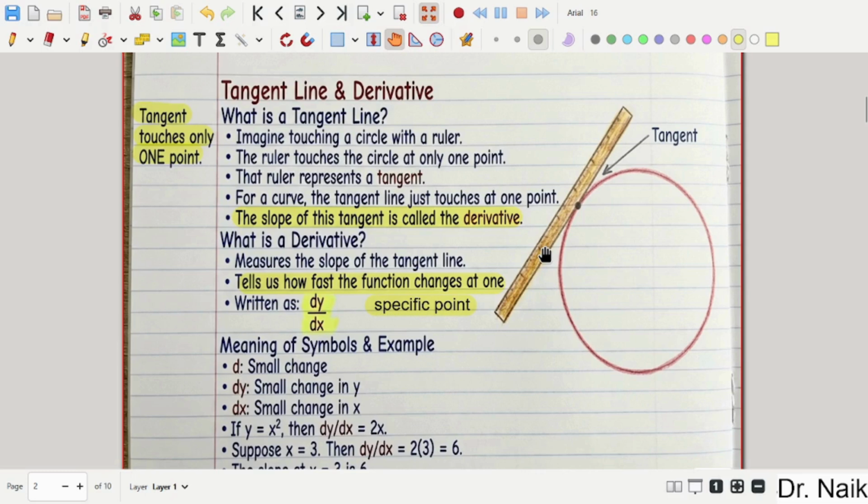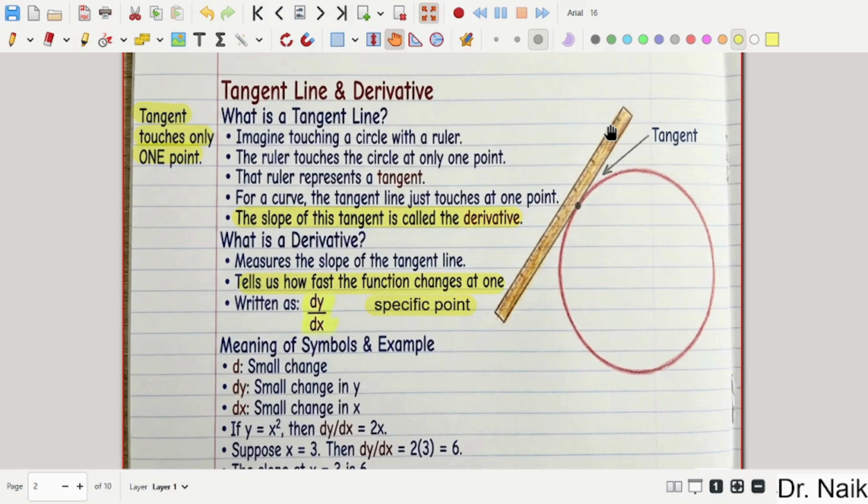What is a tangent? Imagine a ruler touching a circle at one point. Then that ruler represents a tangent. For a curve, a tangent line just touches at one point, and the slope of the tangent is called a derivative. The slope of this tangent is called a derivative. Derivative simply measures the slope of the tangent line.